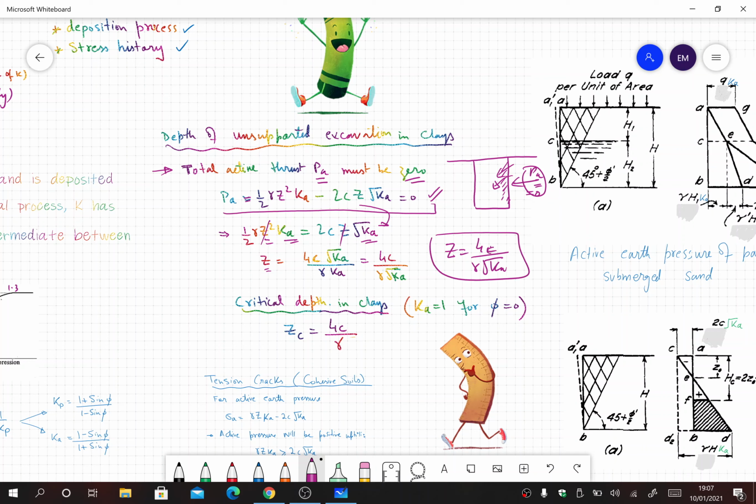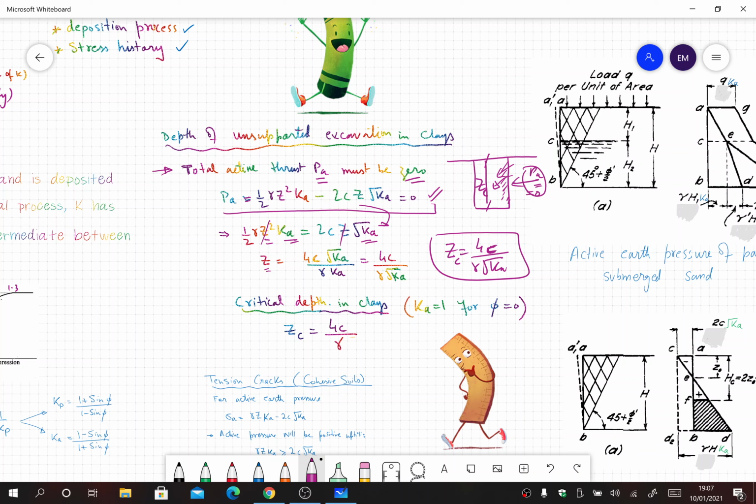So this depth z, we call zc, the critical depth. At a depth zc, equal to 4 times cohesion over gamma under root Ka, we will be able to make a vertical cut in a C-phi soil without generating any active earth pressure. That means we do not need to provide a retaining wall, and we can do foundation work or any kind of work without providing any lateral support to the ground.